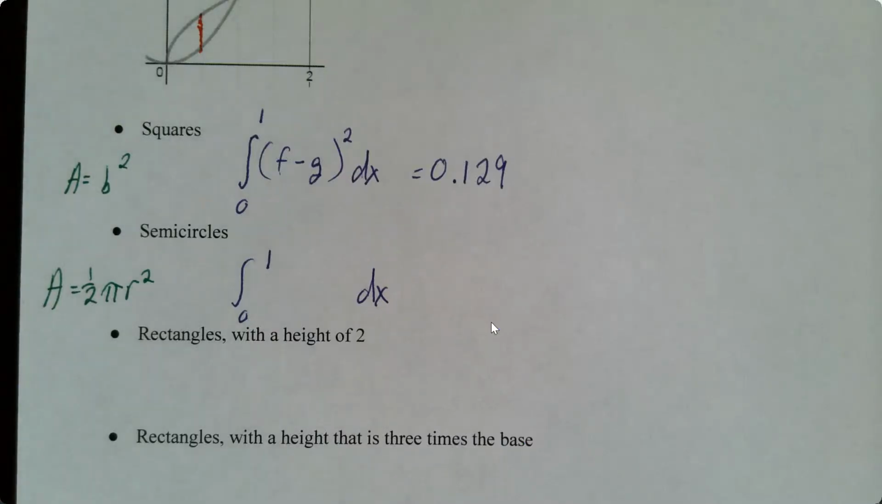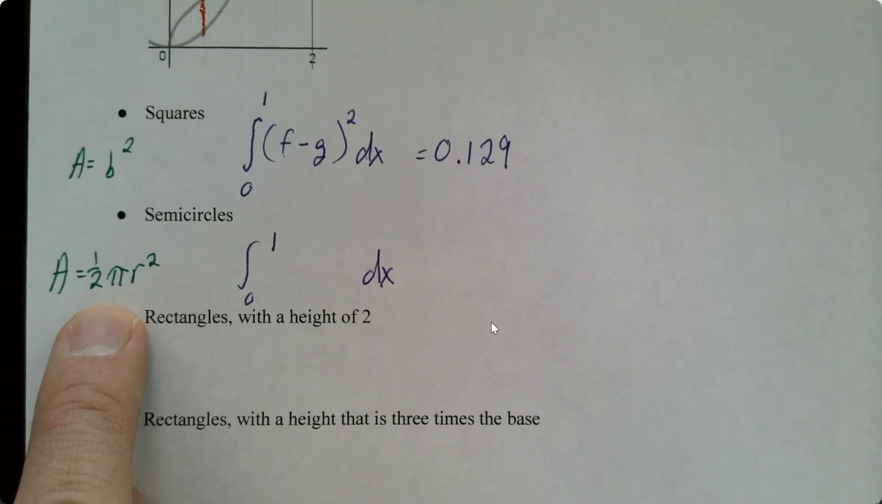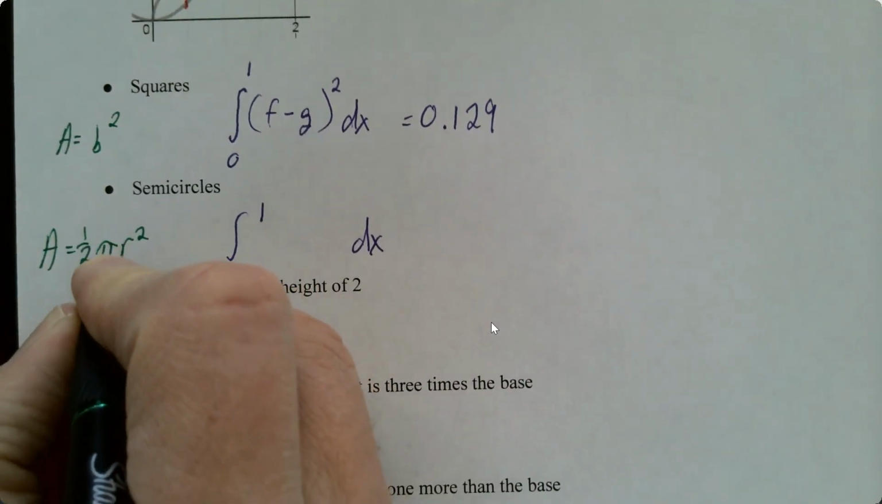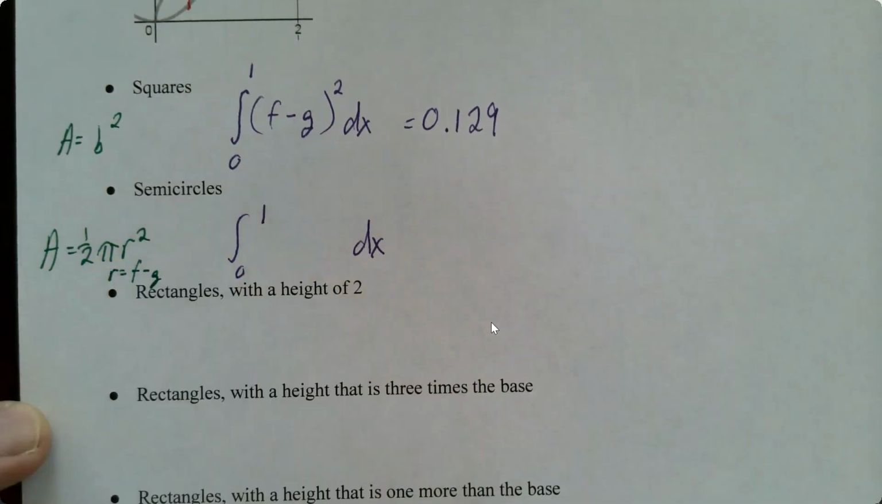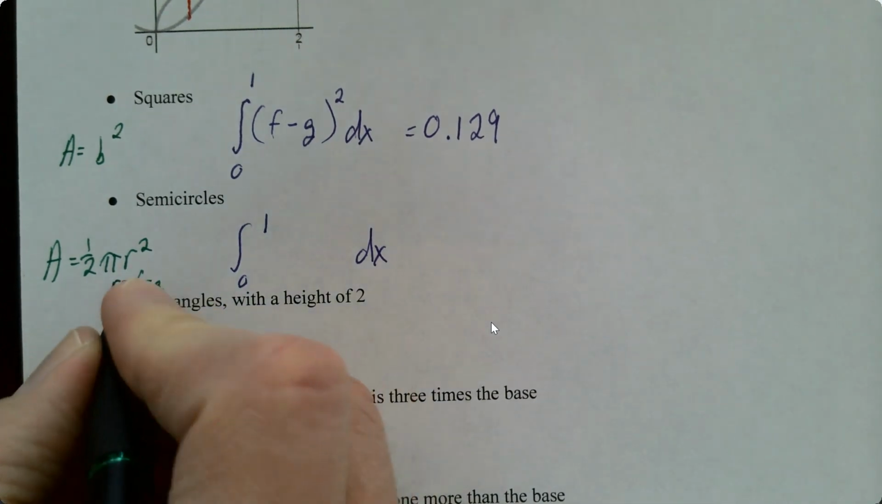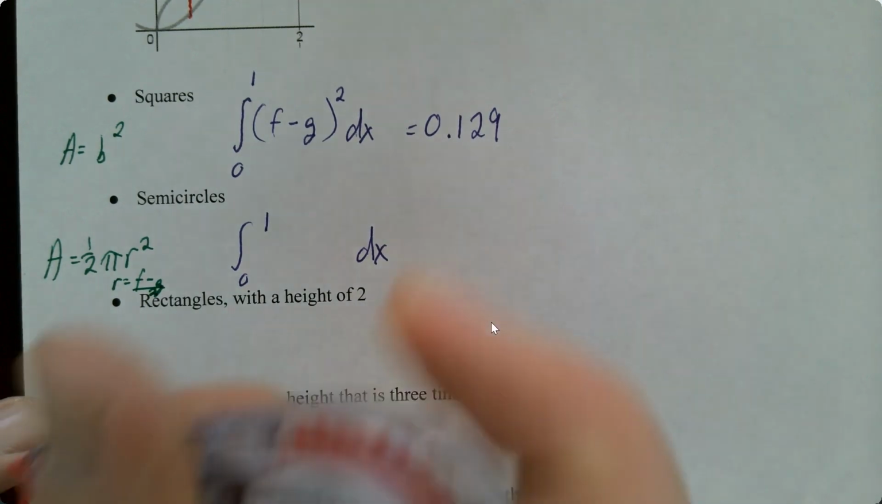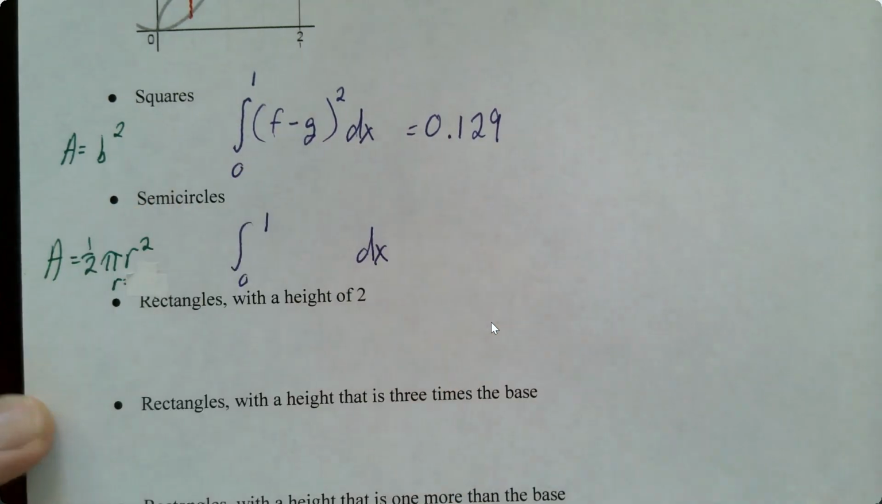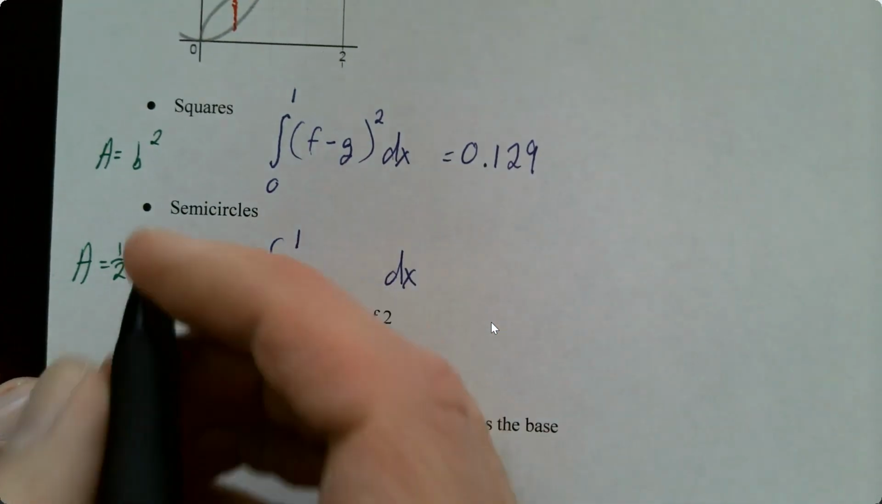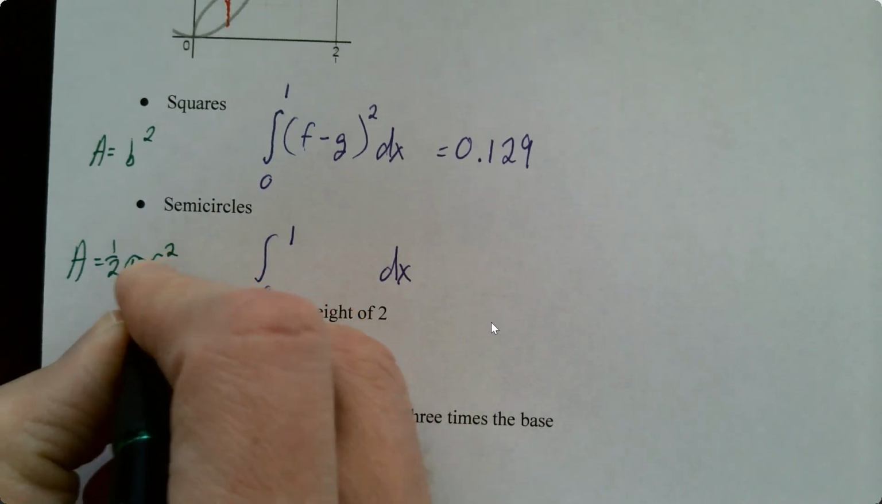So in this circumstance, what I wrote right here is correct, but I just need to be careful that R is F minus G. Okay? Oops. F minus G over 2. Wow, that is very poorly written. Let's white this out and do this a little differently. F minus G over 2.